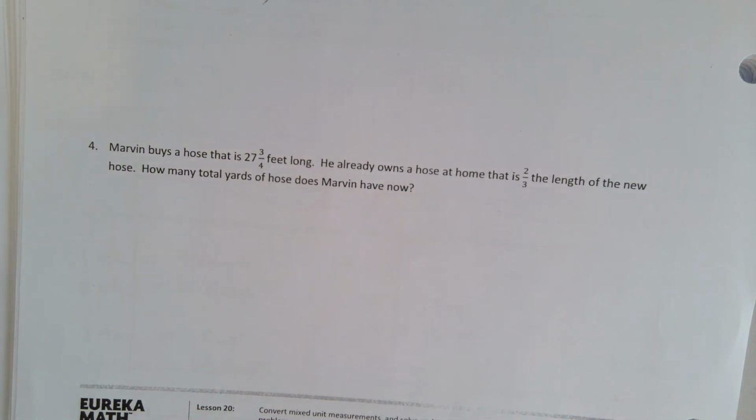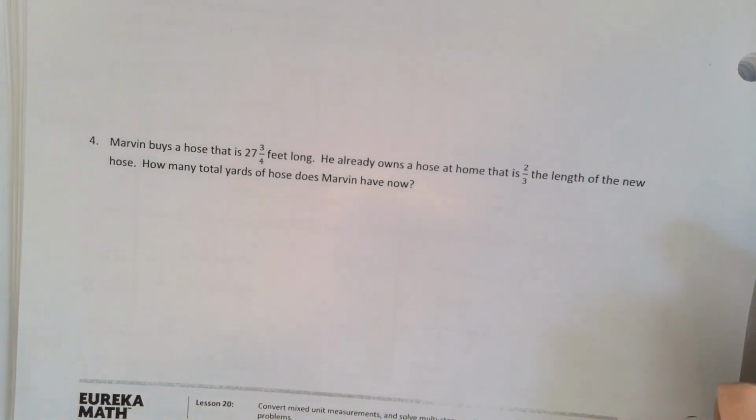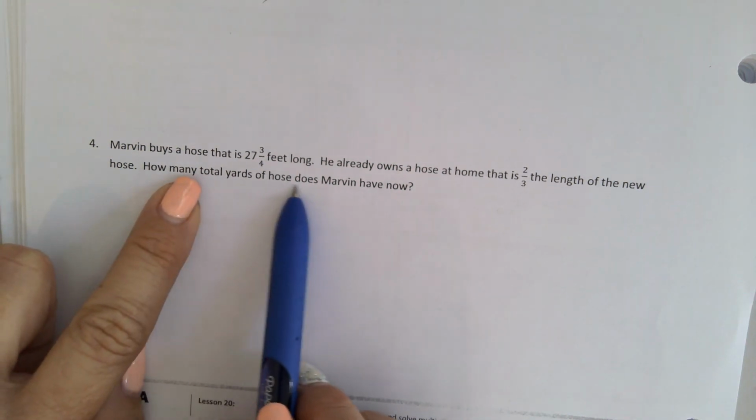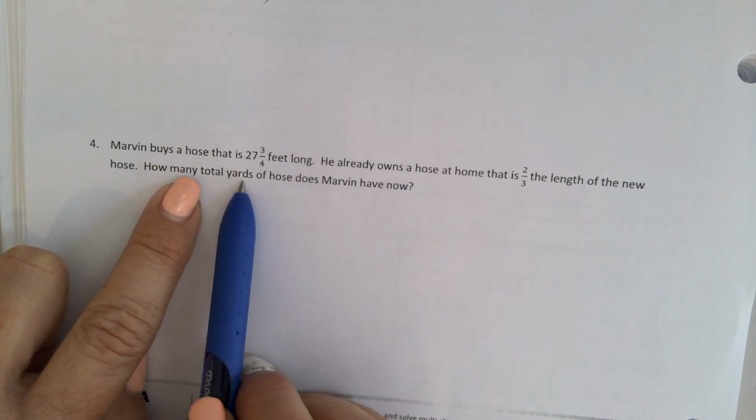Okay, then Marvin buys a hose that is 27 3/4 feet long. He already owns a hose at home that is 2/3 the length of the new hose. How many total yards of hose does Marvin have now? So, what is 2/3 of 27 3/4 before you can start your conversion? Okay, so this is actually more of a 3-step problem. 1, 2, 3 before you can, I think, actually solve the problem. So take it 1 step at a time. Step 1, step 2, step 3. Know that you should probably have 3 steps in this bottom problem. If you don't, then try to figure out what you're missing. Remember, how many total yards of hose? So we're going from feet to yards, right?